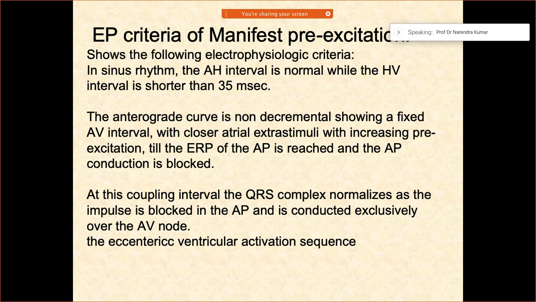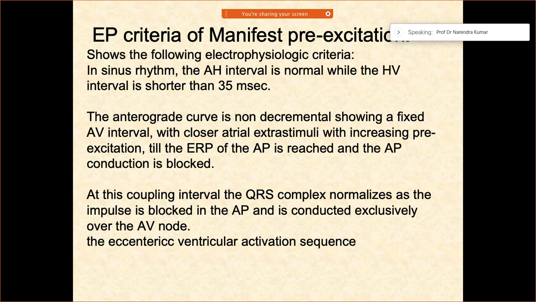The AV interval is going to be fixed with closer atrial extrastimulus, with increasing pre-excitation. Anterogradely, whenever you are pacing, the pre-excitation is going to continuously change, however the AV is going to be always fixed, until two things happen: the ERP of the accessory pathway is reached and the accessory pathway conduction is blocked. So once you're pacing at a higher speed, remember these things.